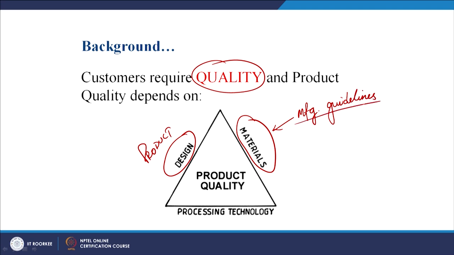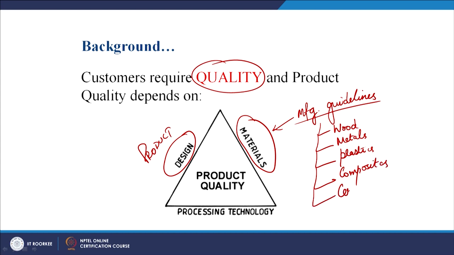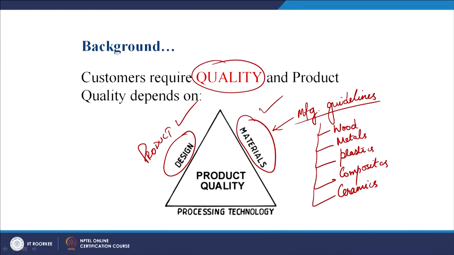Because the manufacturing guidelines may vary for wood, for metals, for plastics, for composites, and for ceramics. So you can see that if the material is changing, the manufacturing guidelines also change. So we must have an idea about the guidelines so that we are able to design the product in such a way that we use a specific material for making the product.